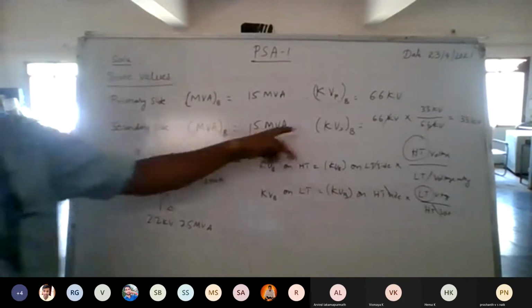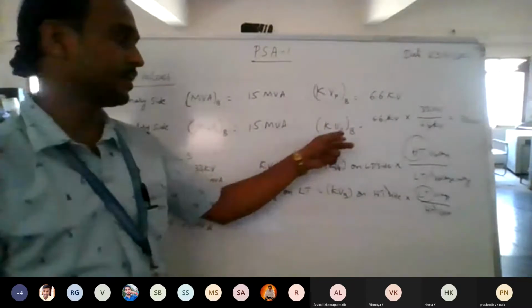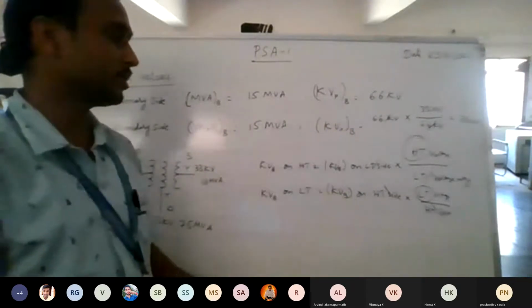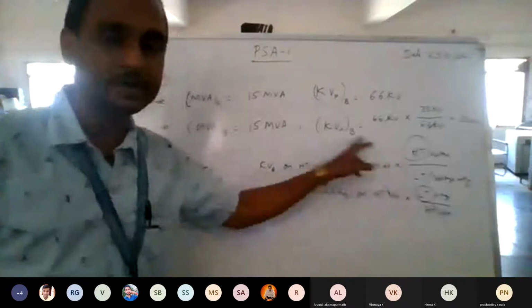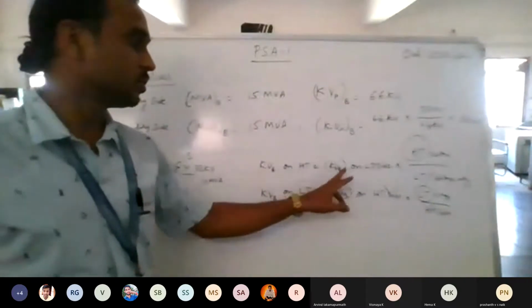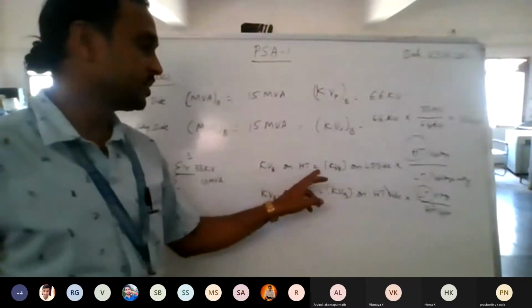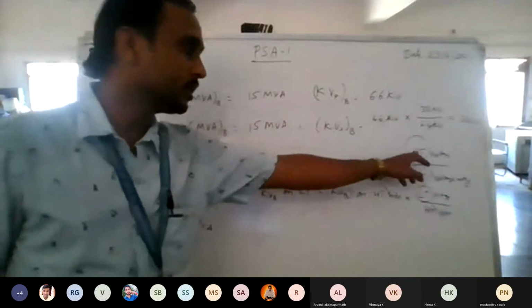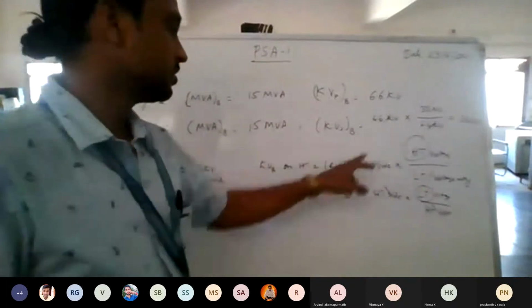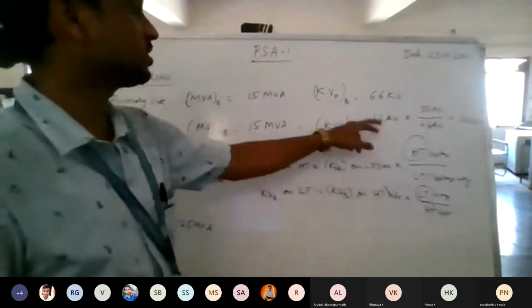On the secondary side, we need to calculate the secondary kilovolt base. How are we going to calculate this? According to these two equations: kV base on HT side is equal to kV base on LT side into HT voltage by LT voltage. So what is kV base on LT side?